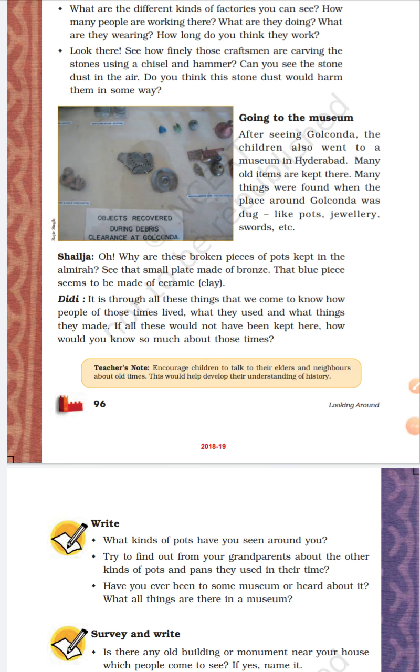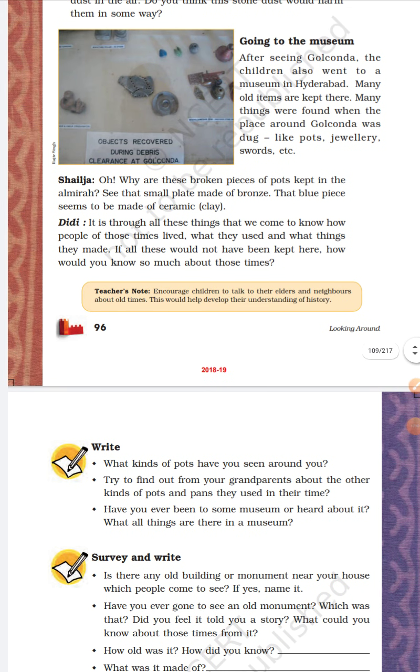Now our next topic is going to a museum. What is a museum? A museum is a place where old things and past remains are stored. After seeing Golconda, the children also went to a museum in Hyderabad. Many old items are kept there. Many things were found when the place around Golconda was dug, like pots, jewelry, swords, etc. Past things as well as written things, some past books are kept in the museum.